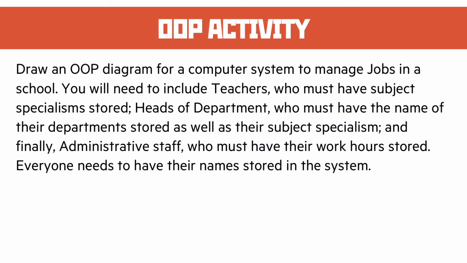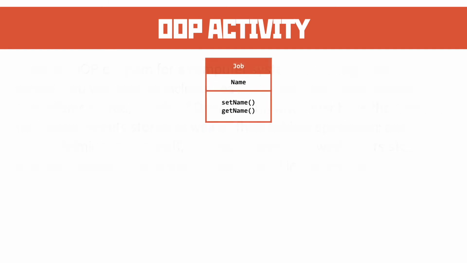The OOP diagram is reasonably straightforward. We need to design an OOP diagram that is for jobs in a school, including teachers, heads of department, and administrative staff. There's a bunch of data on there that you need to make sure you've stored, but let's have a look at what we'd start with. I'd start with my first class as being a job, because everyone needs to have a name, and therefore if everyone needs to have a name as a property, then the methods need to have set and get. And we often call these setters and getters. The properties are the data, and the methods are the setters and getters to change those properties.